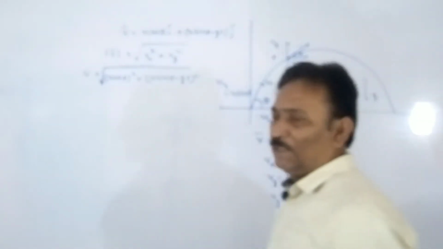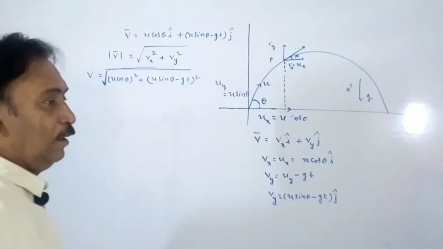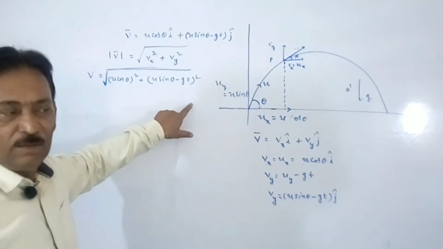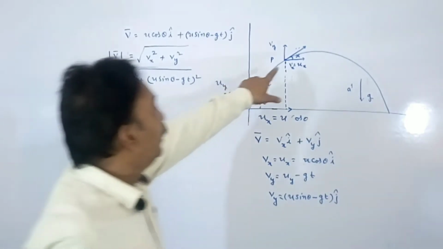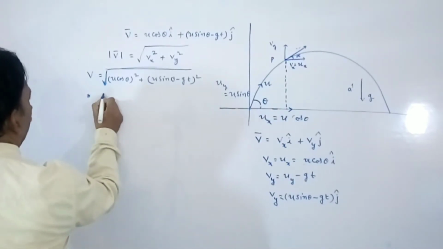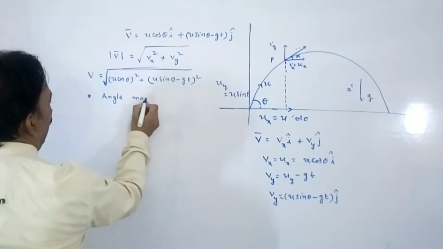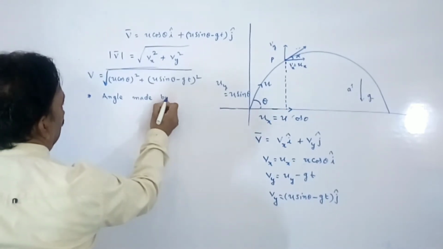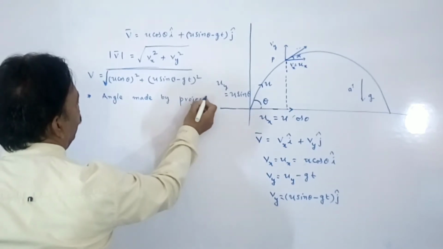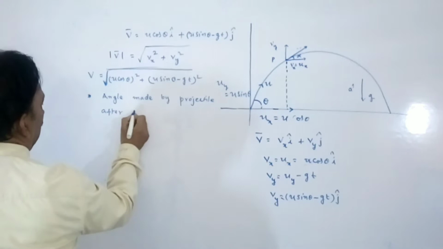We are analyzing. The second thing you have to find: here we got the velocity, and now the angle made by the projectile after t seconds.